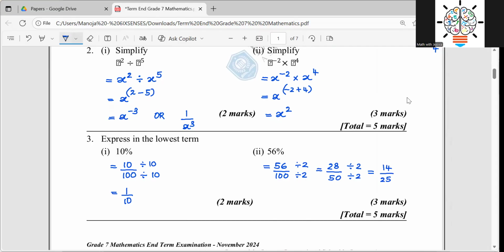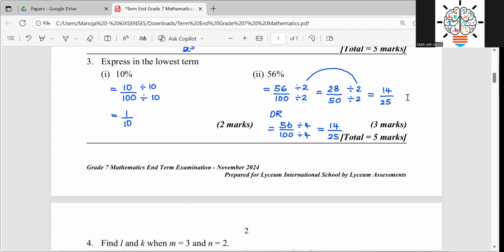If you are good at the multiplication table, straight away you can divide 56 by 4, right? I will write this as the alternative option. And here, you can write 56 divided by 4, 100 divided by 4, and straight away you can get 14 over 25. You just see that 2 times 2 is 4, right? Okay, so then we will move to the next one.